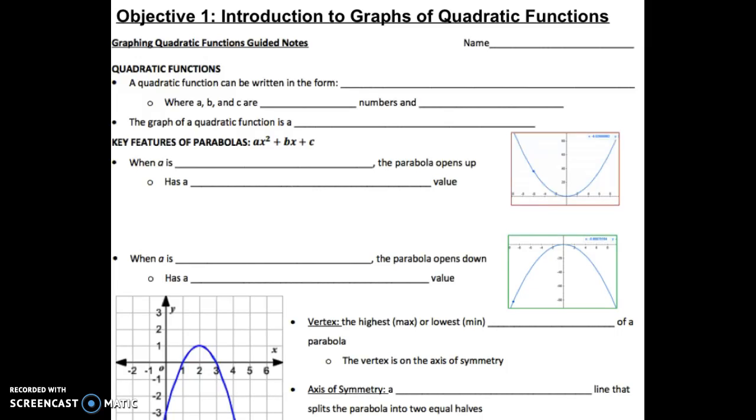And a quadratic function can be written in the form ax squared plus bx plus c, where a, b, and c are whole numbers and also called coefficients. And the graph of a quadratic function is called a parabola.